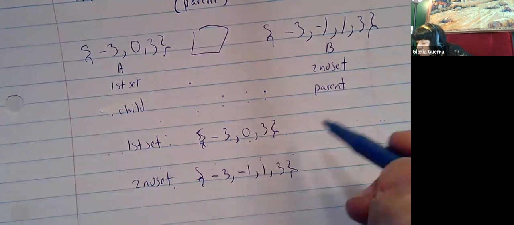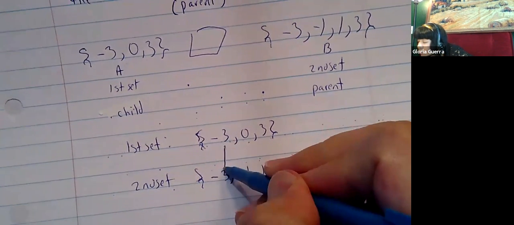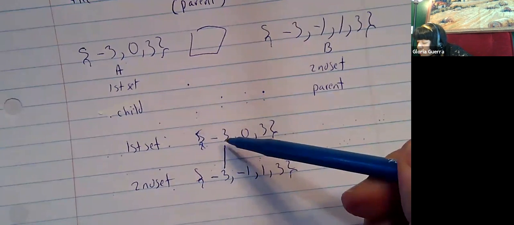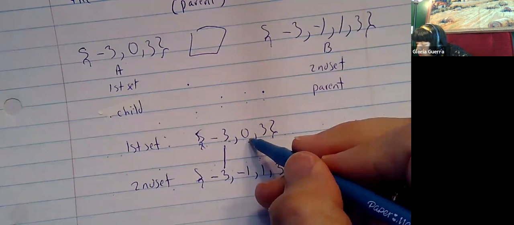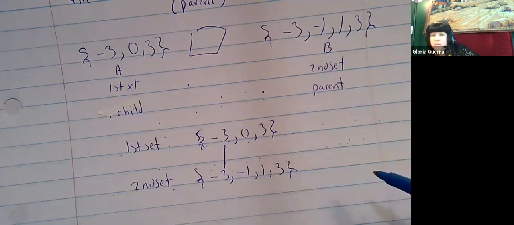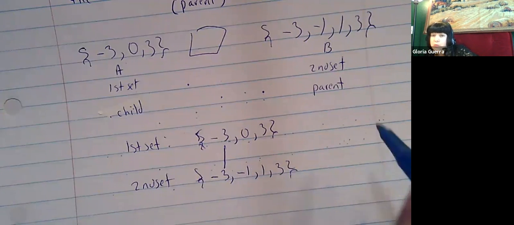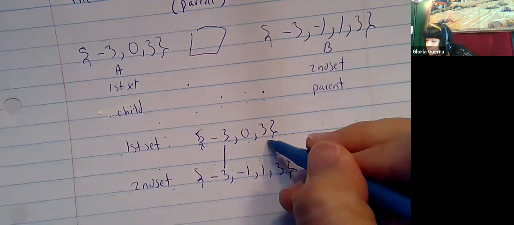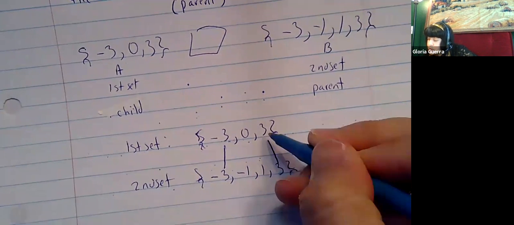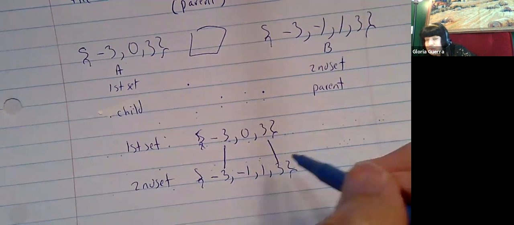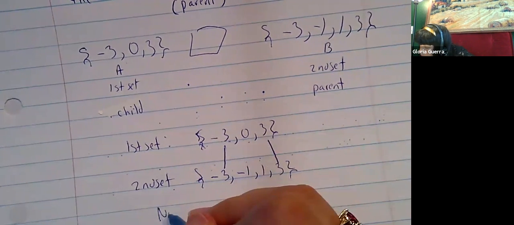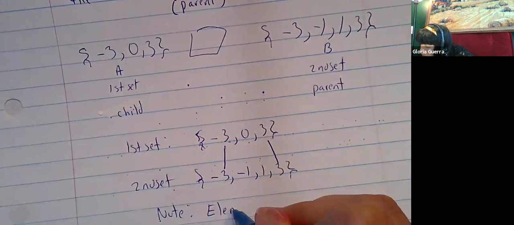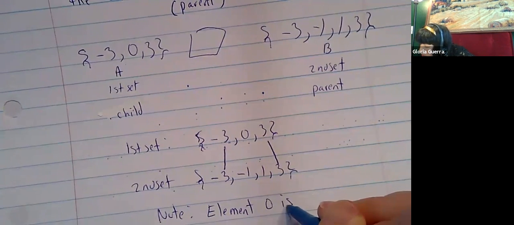Okay, and I'm going to do this matching thing. So see, every element in the first set, like -3. Is -3 in the second set? Yes. Okay, what about 0? Is 0 in the second set? Uh-oh, right there you have an issue. Right there, you can stop. Now, yes, 3 is in the first set and it's in the second set. That's good, but this is an issue. Note, element 0 is an issue.